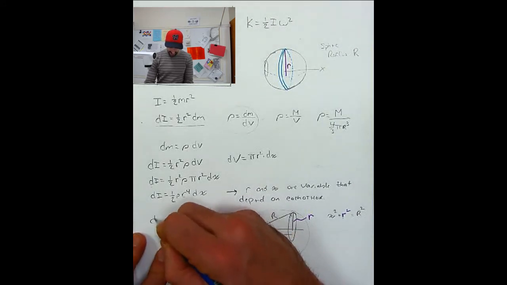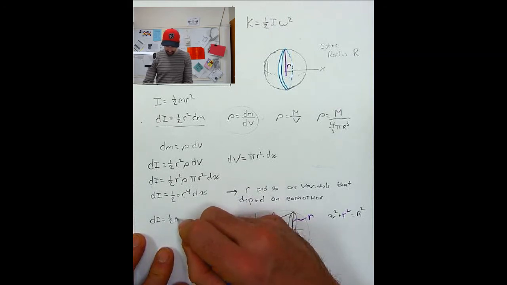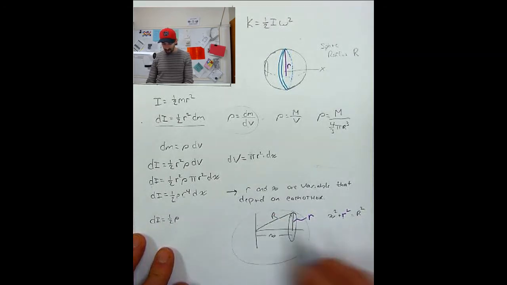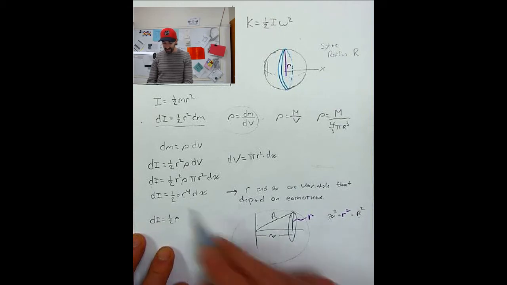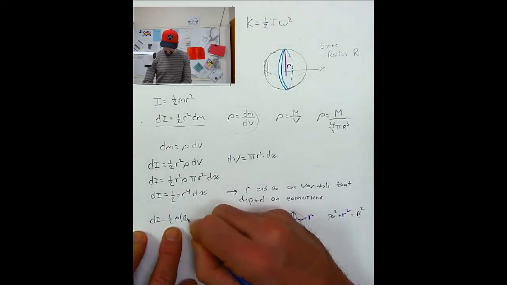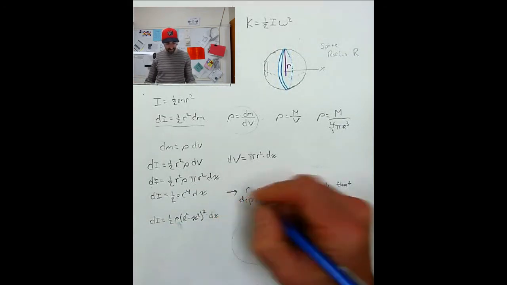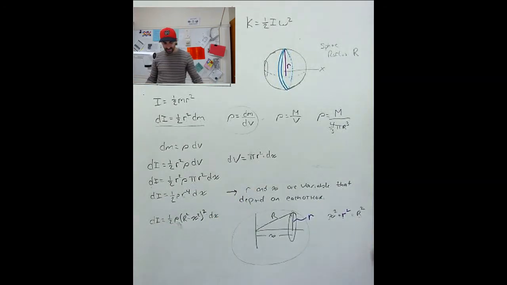So now I'm going to say dI is equal to 1/2. I'm going to keep my rho. r to the 4th, let's see, I'd say r squared is equal to big R squared minus x squared. So r to the 4th would be that squared, I believe, right? So I'm going to say that is big R squared minus x squared, oh, I need those squared. That whole thing is squared dx. Looking if I did that right. Yeah, that's right. I like it.